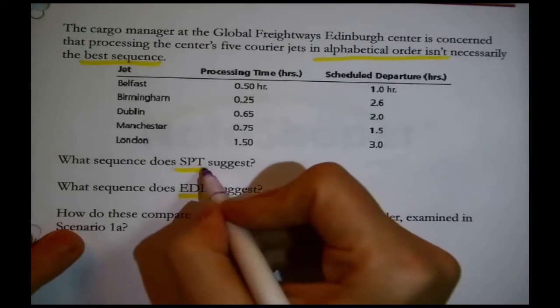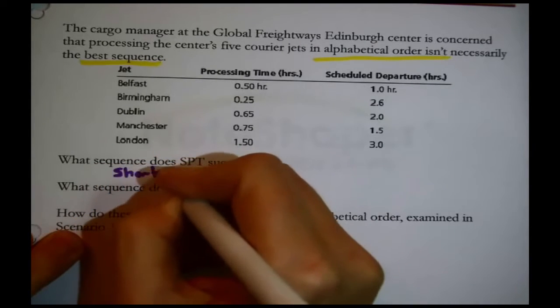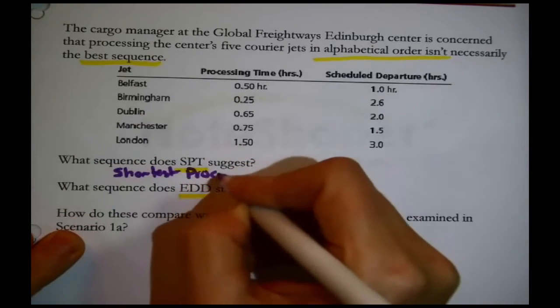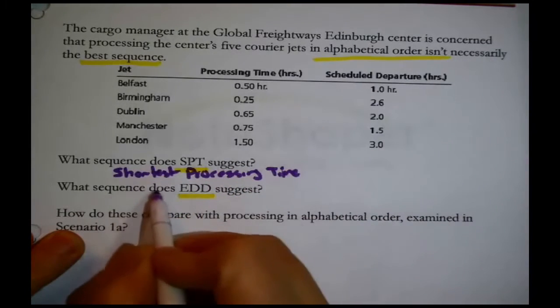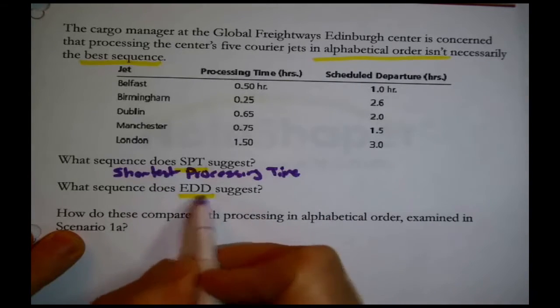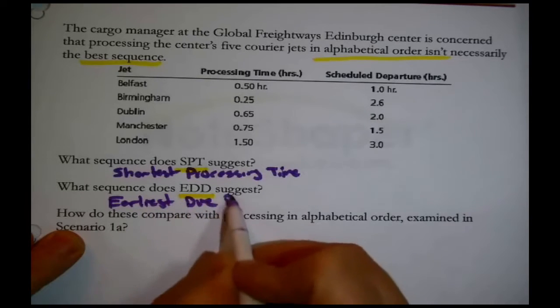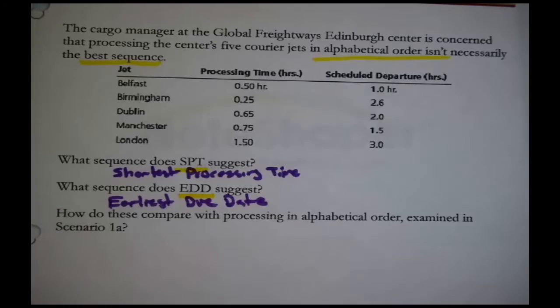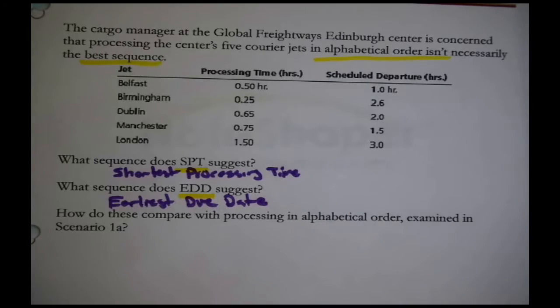What sequence does SPT suggest? Now, SPT, shortest processing time. That is a different priority rule than alphabetical order, or EDD, earliest due date. Yes, actually these two rules are very common rules in practice. And then how do these compare to alphabetical order, which is what we had actually looked at last time in scenario 1A? Now, wait. First off, the first 2 questions are asking for the sequences.